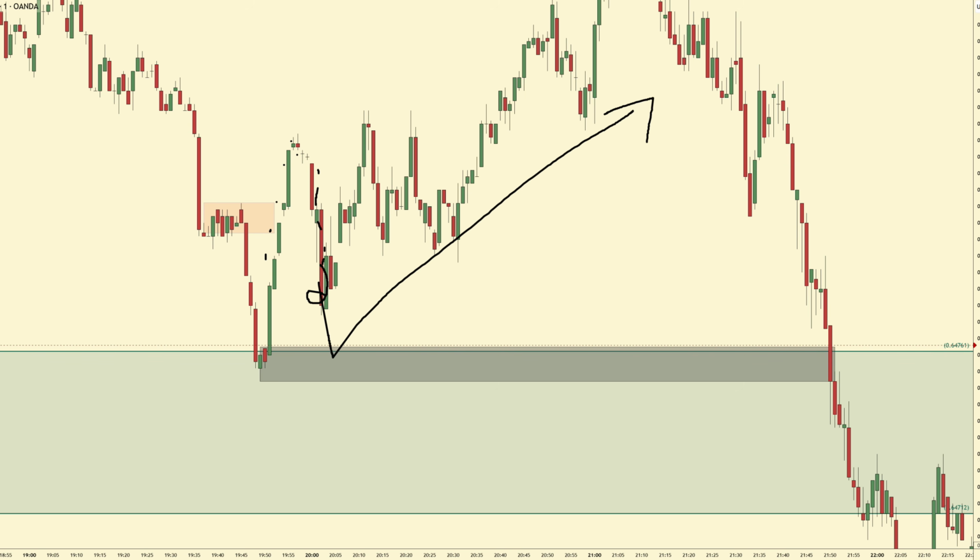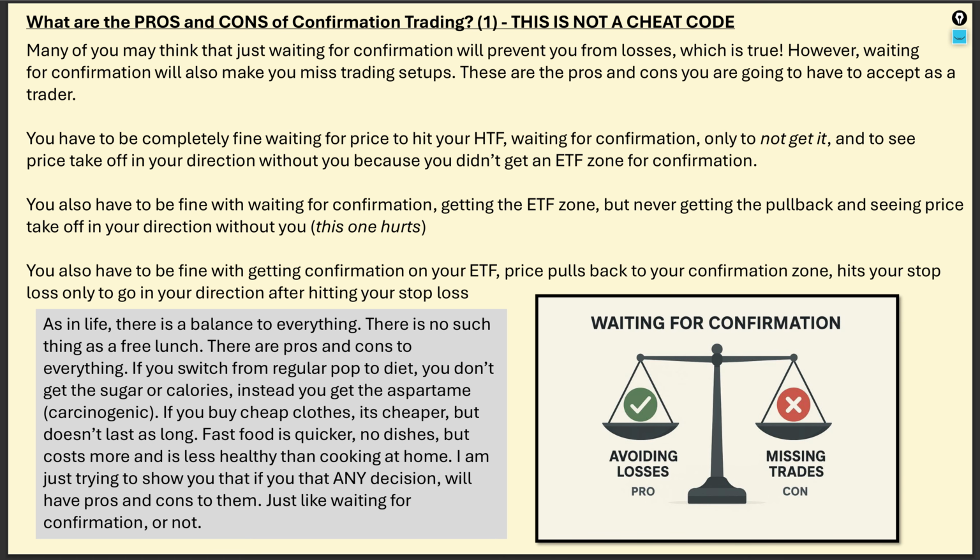takes off without us. So you basically waited 3 days, got the confirmation zone, and you didn't even get a trade. And that is going to happen, and that is all part of trading. And that is something that you need to accept. And this one hurts a lot, as again right here.